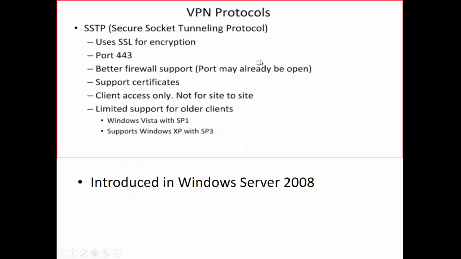So SSTP, Secure Socket Tunneling Protocol, uses SSL for encryption. Okay, SSL does two things. Certificates do two things, right? Encryption and authentication. You can use it for encryption or authentication as well.